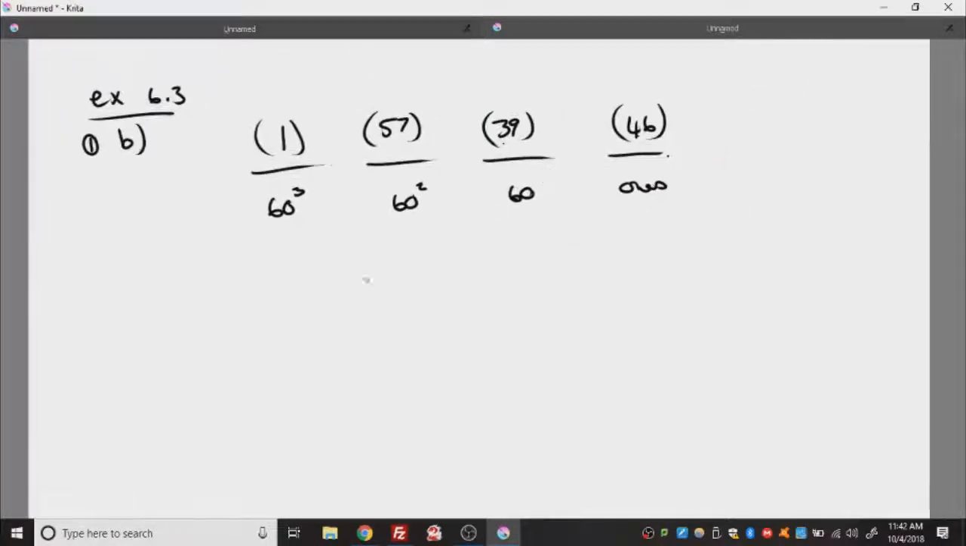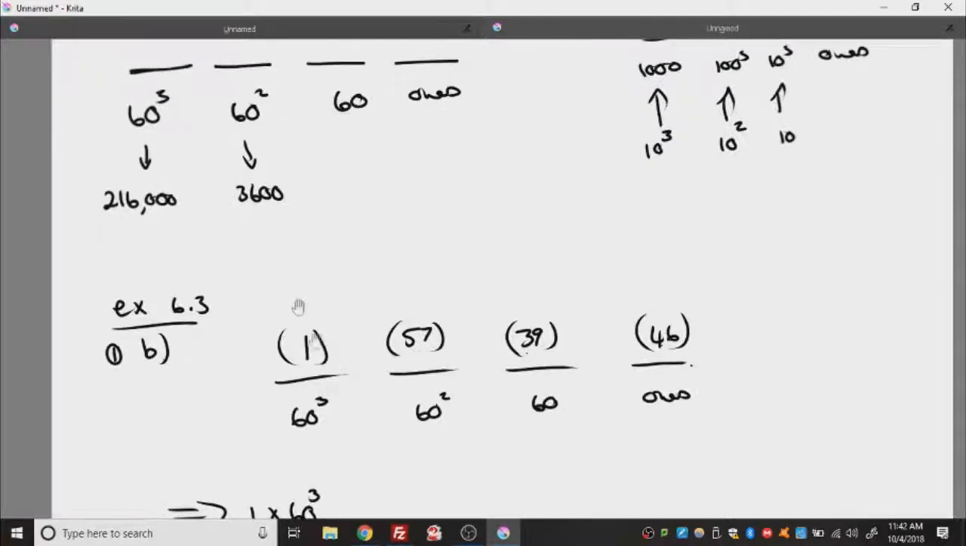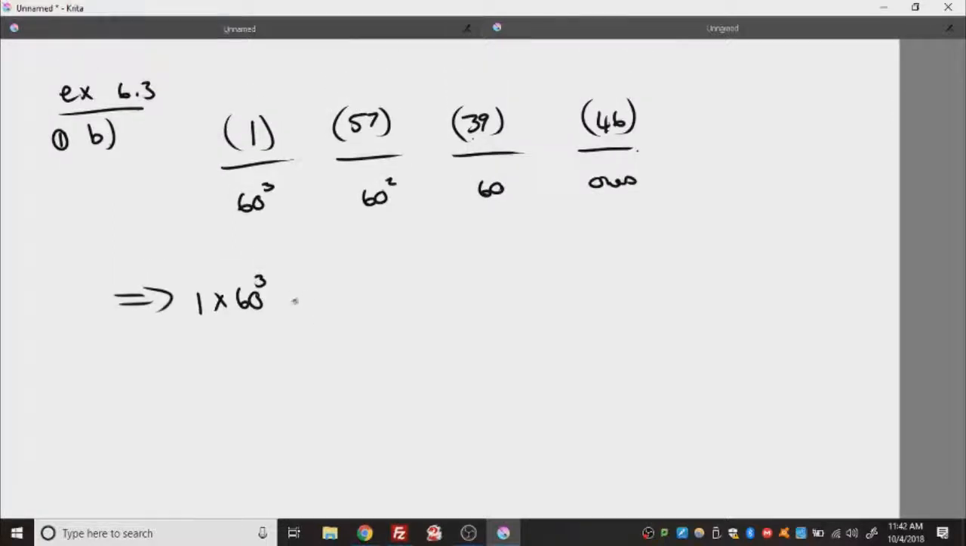Now I just put them together. One group of 60 cubed. You can write 216,000 or just 60 cubed. Your calculator can handle both. 57 groups of 60 squared. 39 groups of 60 and 46 left over.